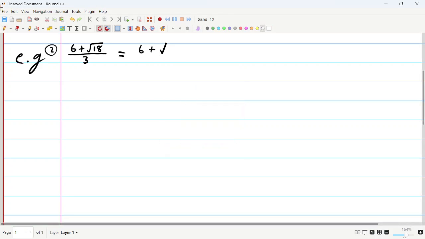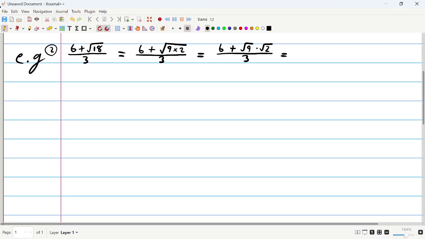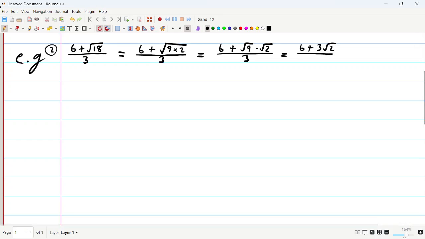Usually I like to analyze things. So yeah, let's continue here. We can break it up into 9 multiplied by 2, all divided by 3. And notice that we can use the separation rule from surds: 6 plus the square root of 9 multiplied by the square root of 2, divided by 3. This can be written as 6 plus the square root of 9, which is just 3, multiplied by the square root of 2, divided by 3.